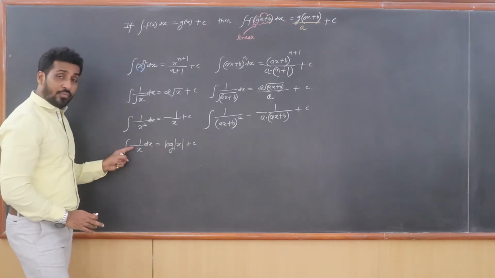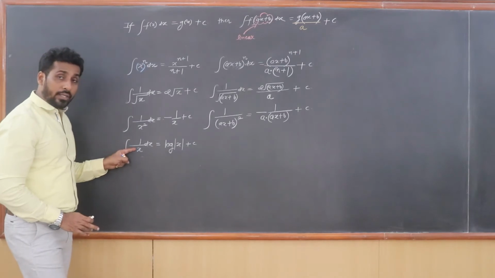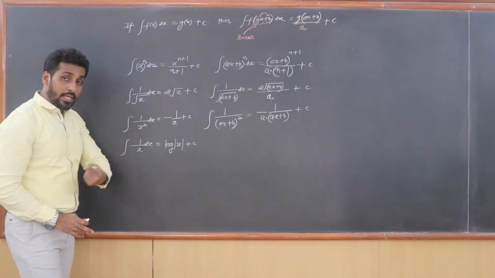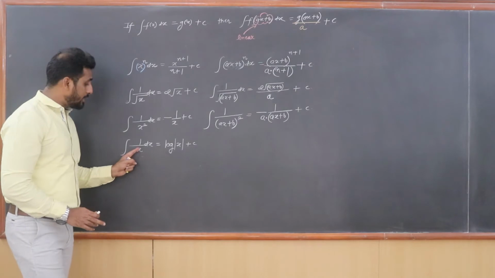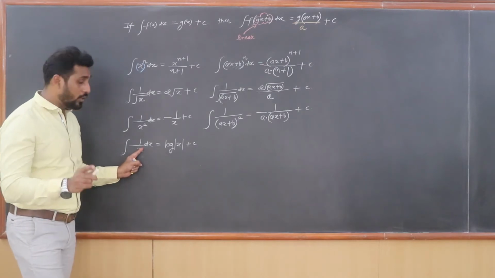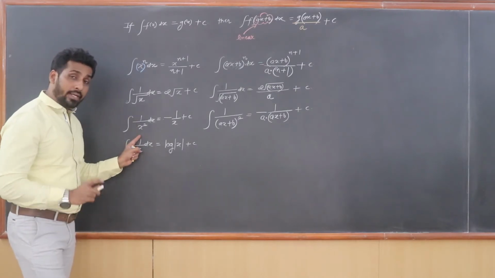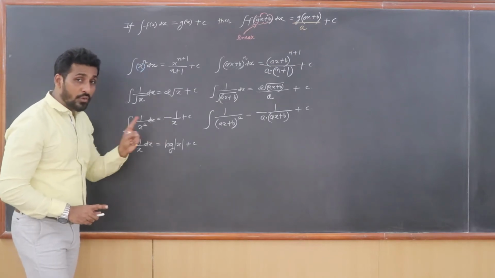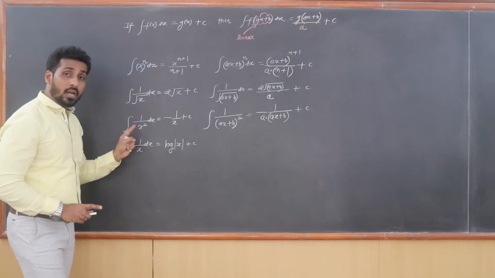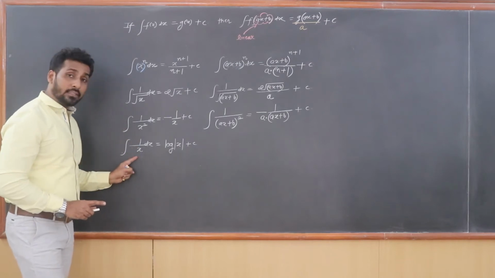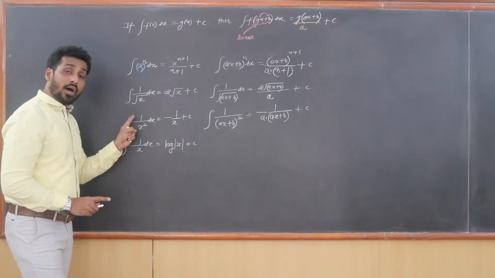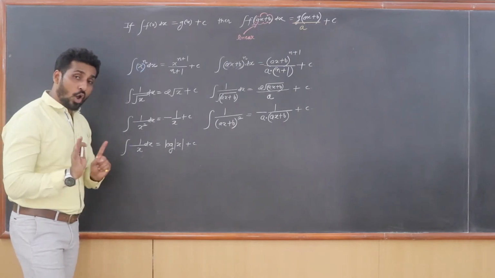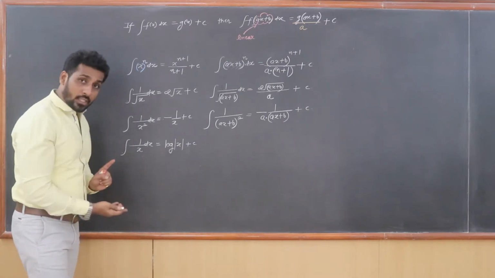Did you observe the difference? Here x is in the denominator. X has power 1. It is a linear term. 1 upon x square is not linear. Answer is not log of x square. So this difference has to be very clearly understood. 1 upon x, the integration is log x. But 1 upon x square, the integration is not log of x square. It is minus 1 upon x.